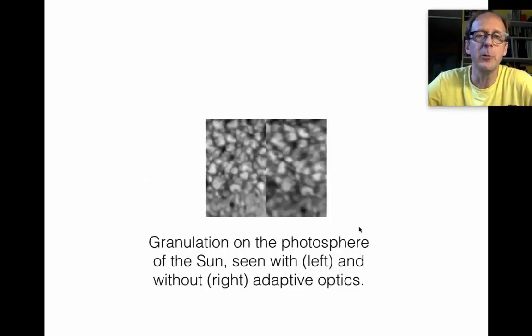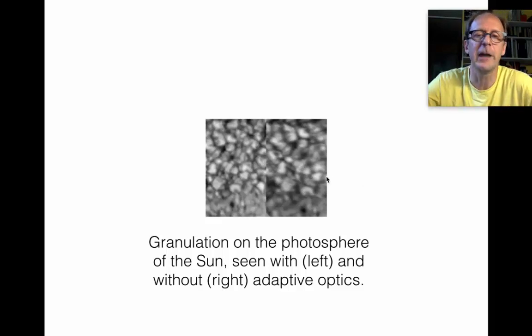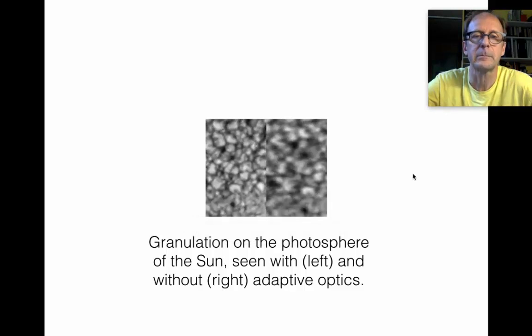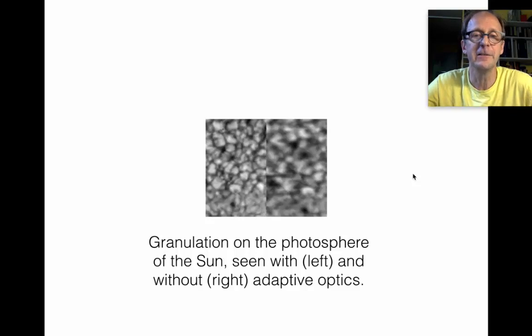Here's another video clip of a telescope looking at the sun, actually. On the left is with no adaptive optics. Oh, sorry, on the left is with the adaptive optics, and on the right is without adaptive optics. Those patterns, by the way, are called granulation on the surface of the sun. They're basically convective bubbles of hot gas rising from the interior of the sun.